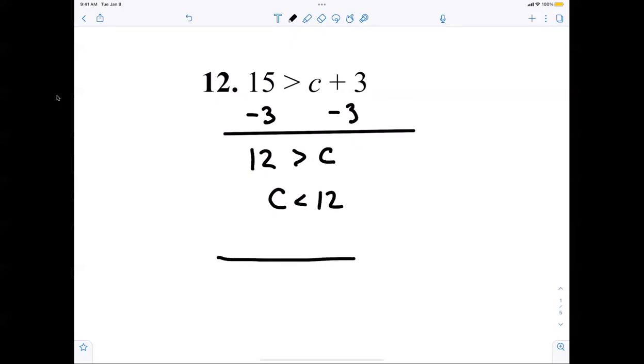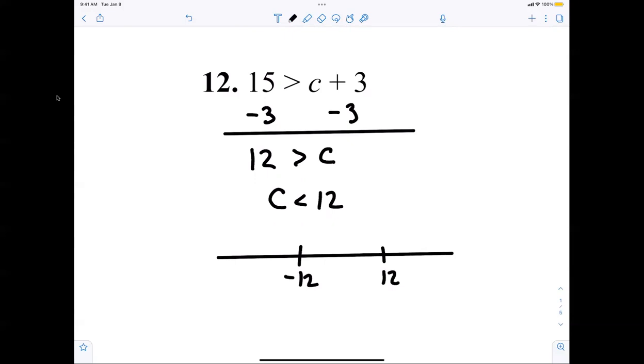Okay, how do we graph that? On the number line, you would put -12 and 12. Yes. And then after 12, you would put an open circle. Yes. That would be going to the left. Yay. Thank you. Good. Perfect.